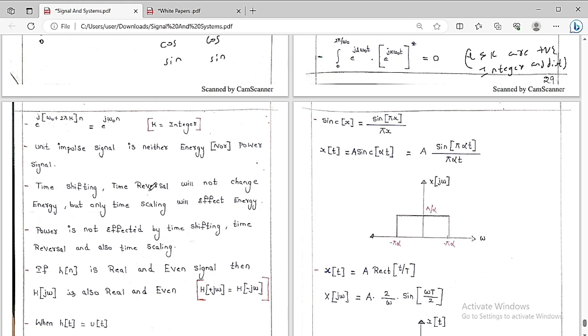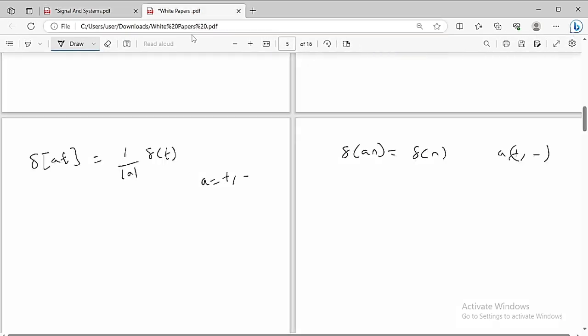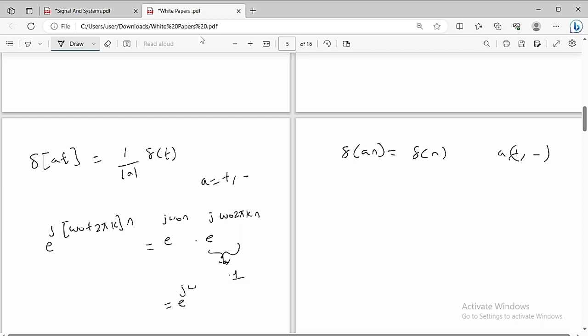Then the next important point is e to the power of j of (omega naught plus 2 pi k) into n is always equal to e to the power of j omega naught n. Why is it like this? Let me do the simplification so that you can understand. e to the power of j (omega naught plus 2 pi k) n can be written as e to the power of j omega naught n into e to the power of j 2 pi k n. This second value is equal to 1. So finally we get e to the power of j omega naught n.